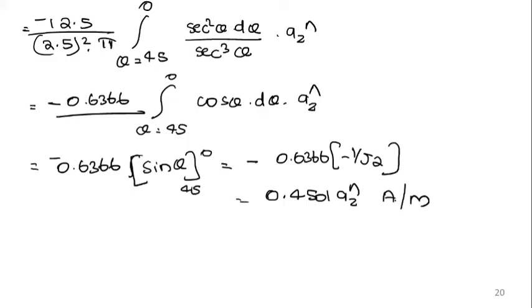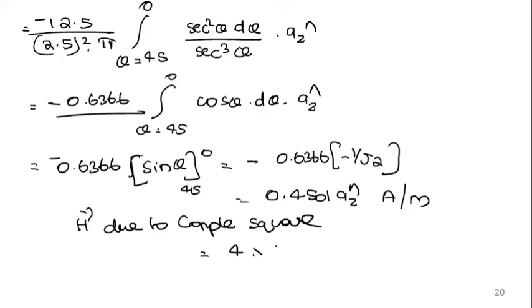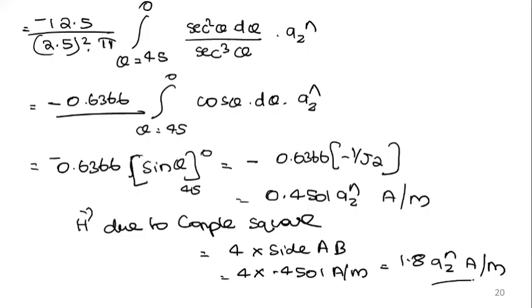So we are now talking about a complete square, right? What we have done is only one side. We took a small length on one side and integrated over that side. To find the complete field intensity due to all four sides, we should multiply this by 4. So H due to the complete square is equal to 4 into side AB, which is 4 into 0.4501 ampere per meter, which is eventually 1.8, and the direction is still az, ampere per meter.